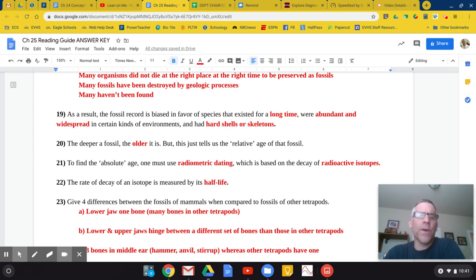As a result, the fossil record is biased in favor of species that existed for a long time, so there's just a lot more of them and they're easier to find. And they had hard shells or skeletons that lent to fossilization.